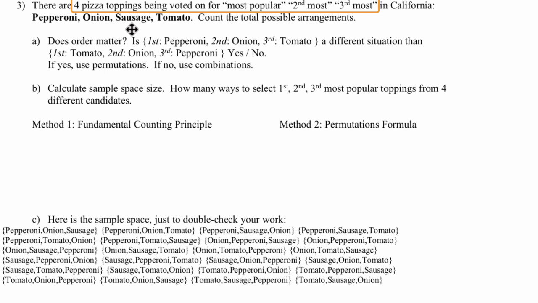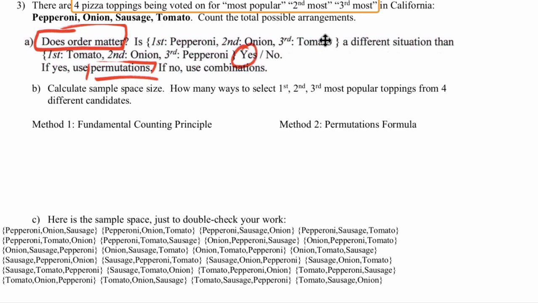Does order matter? Is pepperoni being the first, onion being the second, tomato being the third different than tomato being first, onion being second, pepperoni being third? If yes, that means order matters. If no, order doesn't matter, we use combinations, right? Yeah, order matters permutations, order doesn't combinations. All right, so again, if you look at this, the answer is yes, right? Pepperoni, onion, tomato is different than tomato, onion, pepperoni. So we're going to use permutations. So that means order matters.